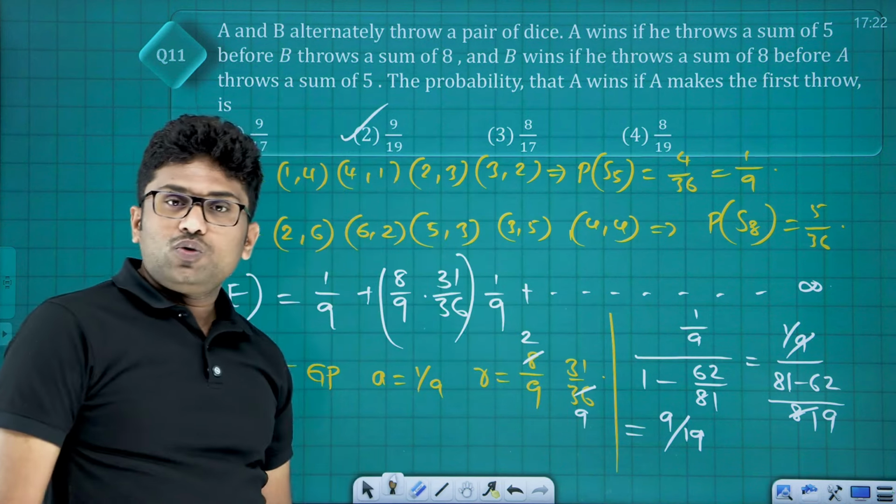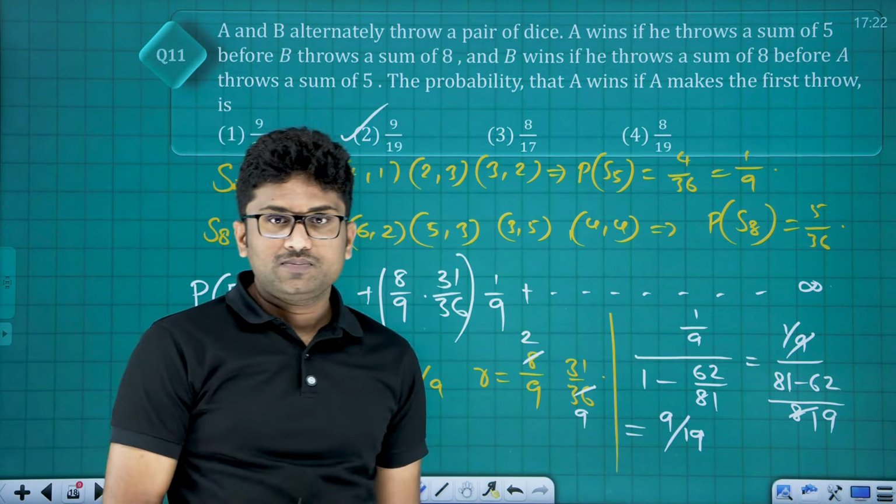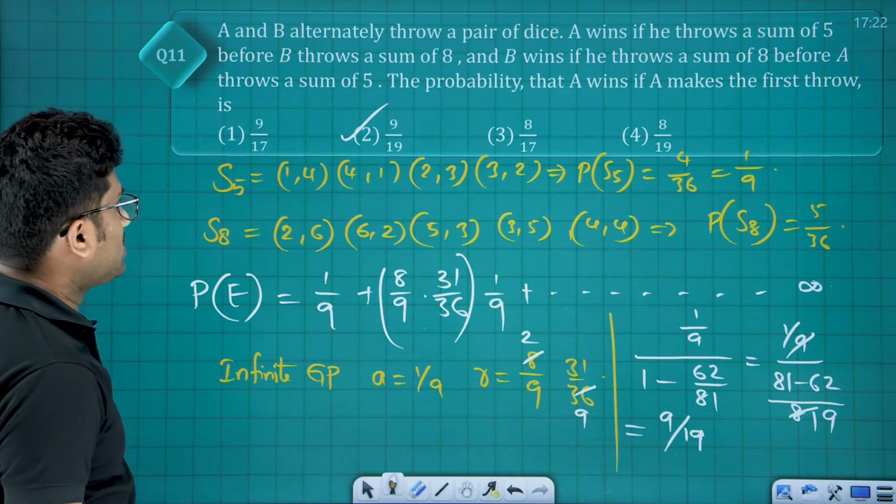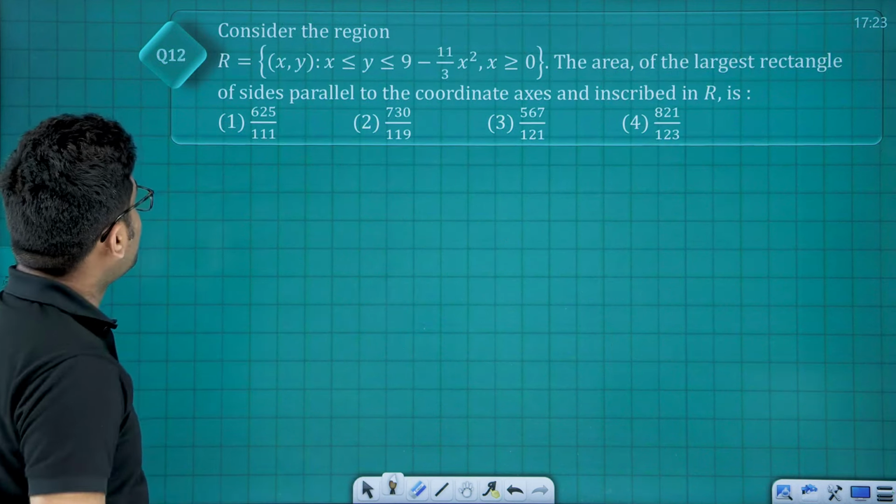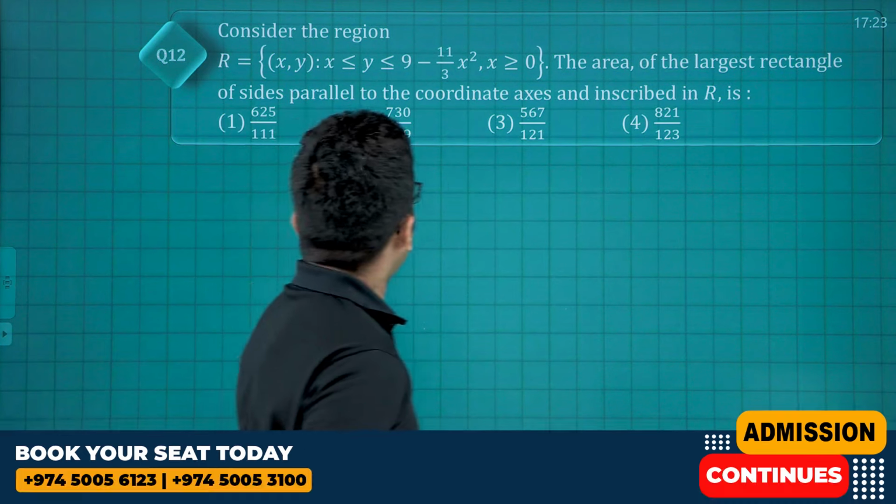This is not something new, which we know many number of times. Clear? Answer is 9 by 19, which is option 2. Next question. Consider the region.